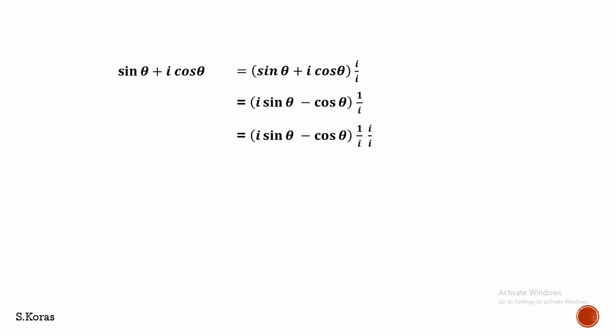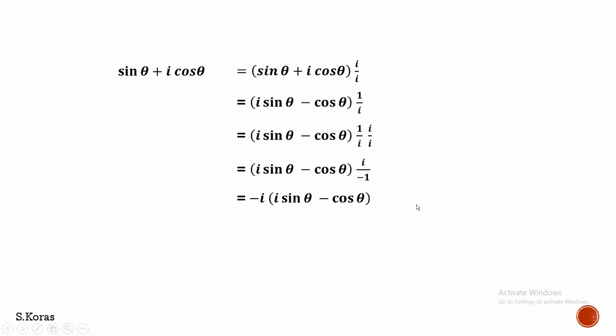Now let us multiply this. 1 into i is i, into i is i square, whose value is minus 1. So i by minus 1 is nothing but minus i. So we can write this as minus i into i sin theta minus cos theta.